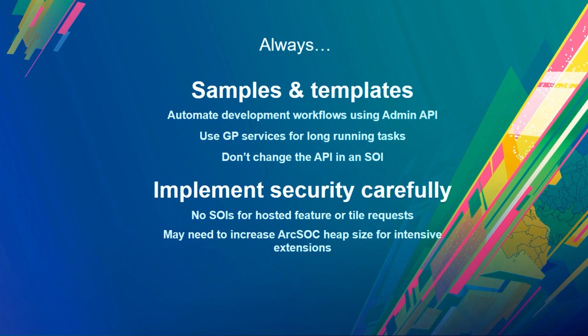Don't change the API in an SOI. So it's a map service API. You have to abide by it. If you drop key attributes or key fields within the API, your applications are not going to work. So as an SOI, you have to work within the realms of the API of your map, feature, and image services. As an SOE, you can do whatever you want.